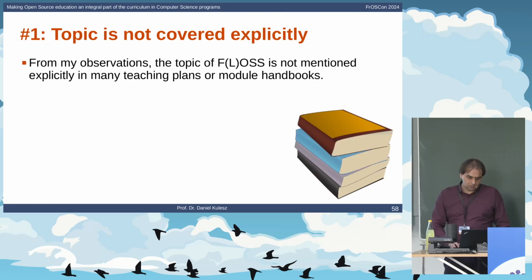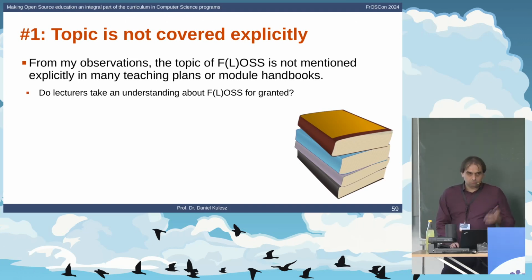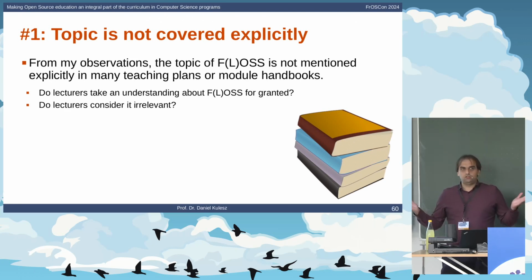So I would say, from my observations, if you look in university curriculums, at what the students are taught there, you don't find mentions of open source software in too many of these module handbooks. Now, maybe lecturers just take this for granted. They think, okay, if somebody has enrolled for computer science, that person certainly knows these things, so we don't have to explain them. Or maybe they just consider it irrelevant.